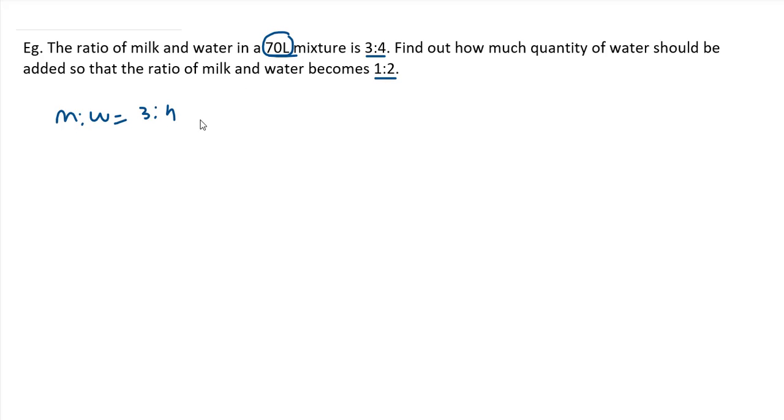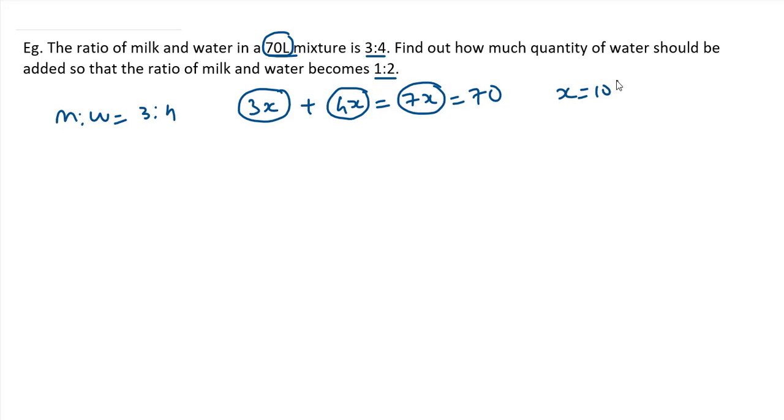So how to find what is the quantity of milk and what is the quantity of water in this 70 liter? So for that we'll assume that the quantity of milk is 3x and the quantity of water is 4x. So the total quantity will become 3x plus 4x, which will be 7x. And this total quantity is given to us as 70 liters. So this will be equal to 70. From here we will get x as equal to 10. So if we substitute the value of x over here, we'll get the quantity of milk in this mixture. And if we substitute it here, we'll get the quantity of water in this mixture. So milk will become 30 liters and water will become 40 liters.